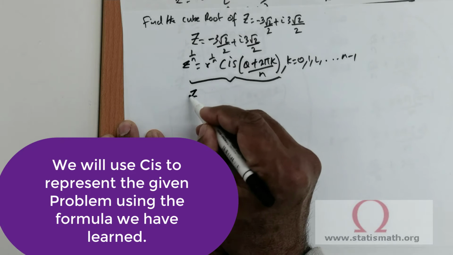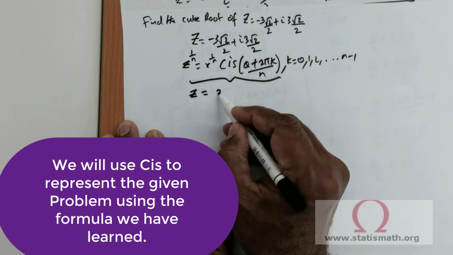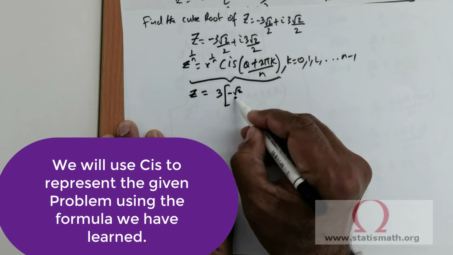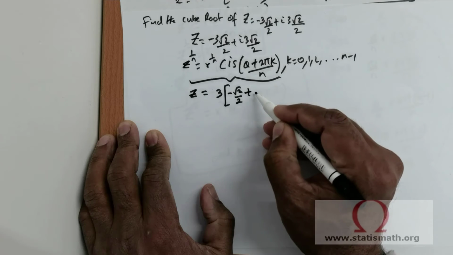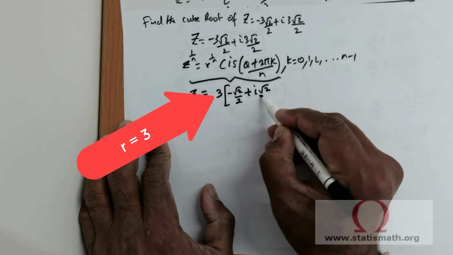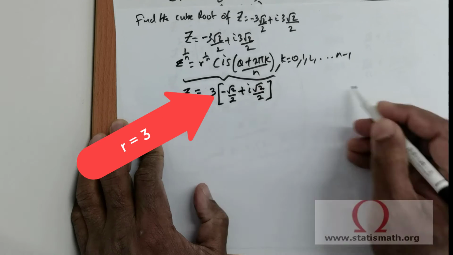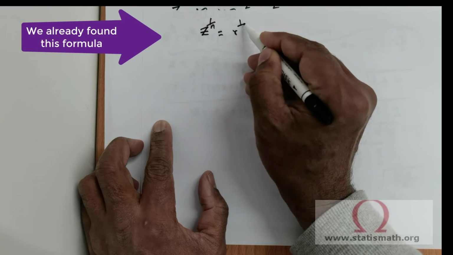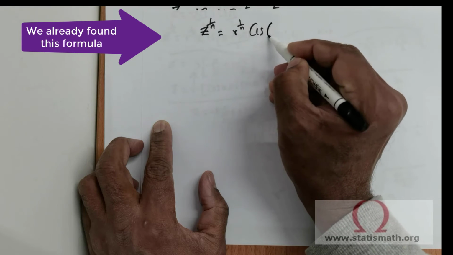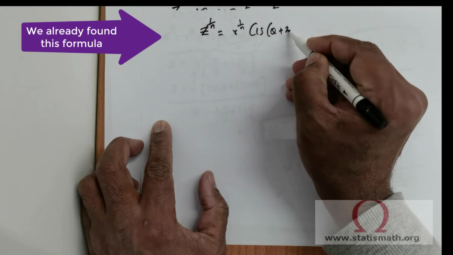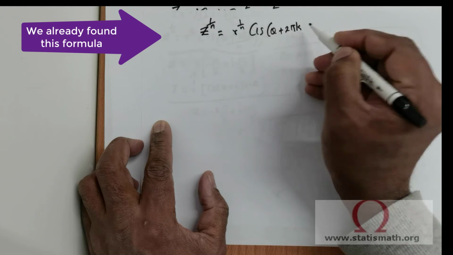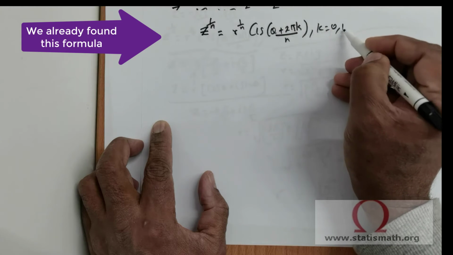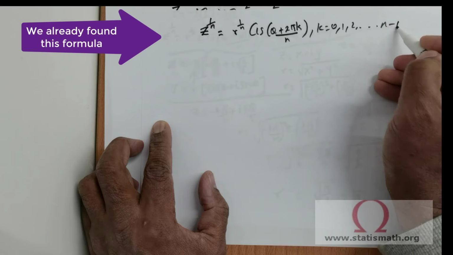So from the given complex number I'm going to take 3 out and write this as 3 of negative root 2 over 2 positive i times root 2 over 2, which is z raised to the power 1 over n is equal to r raised to the power 1 over n cis of (theta positive 2 pi k) divided by n. Of course, k stretches from 0, 1 to n minus 1.